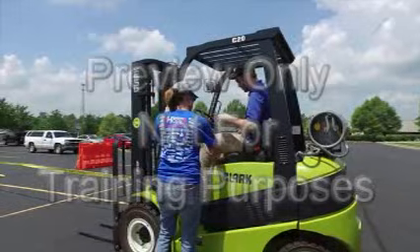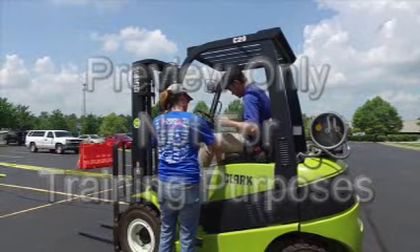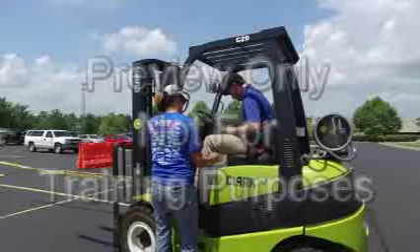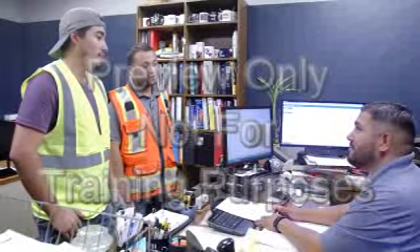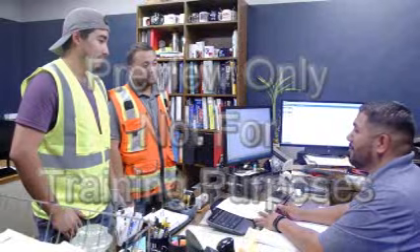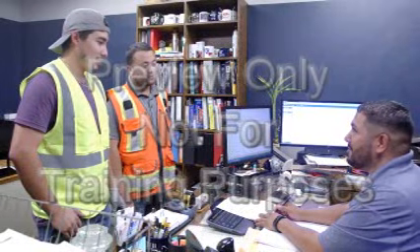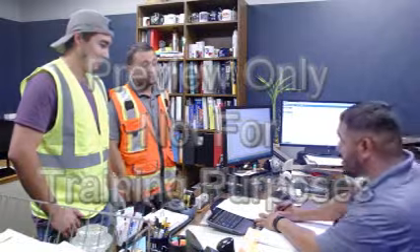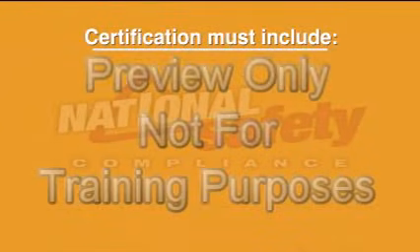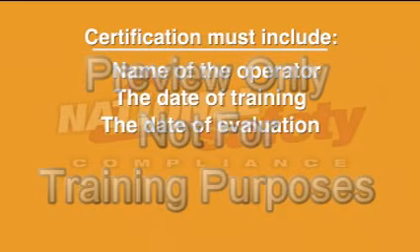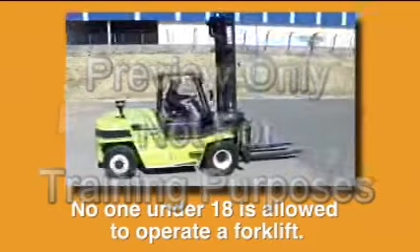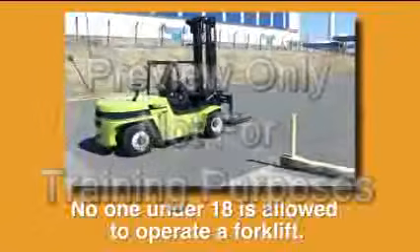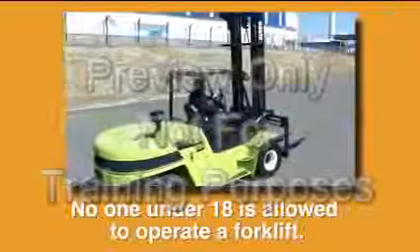Refresher training is needed whenever an operator demonstrates a deficiency in the safe operation of the truck. Employers must certify that each operator has been trained and evaluated as required by OSHA at least once every 3 years. Certification must include the name of the operator, the date of training, the date of evaluation, and the identity of the trainer. It is a violation of federal law for anyone under 18 years of age to operate a forklift.